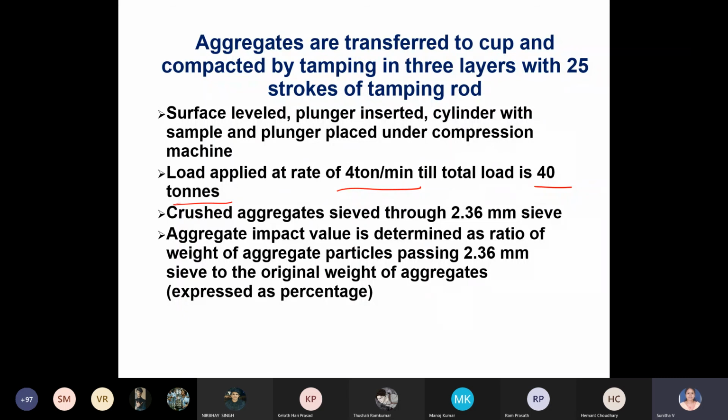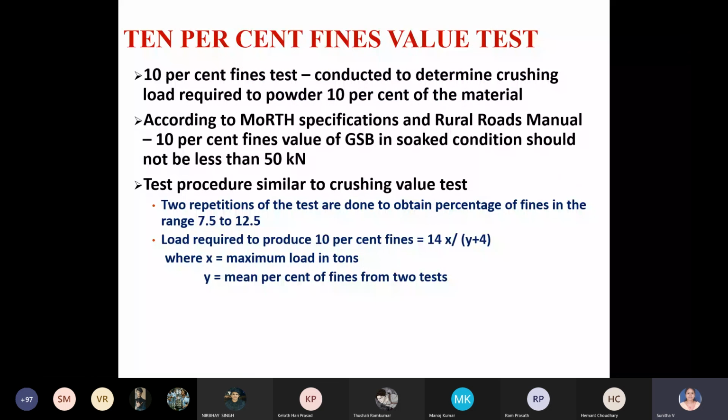The crushed aggregate, after applying the load, should be sieved through the 2.36 mm sieve. For this crushing test, and the impact test also, it should be done through 2.36 mm. The passing weight divided by the original weight will give you the crushing strength value. So that's about the crushing test.